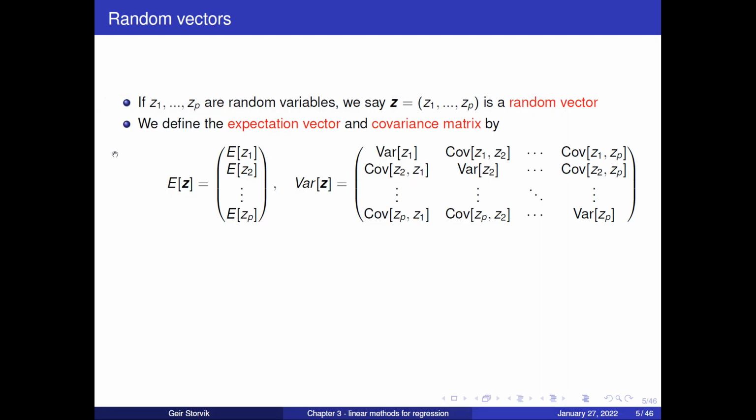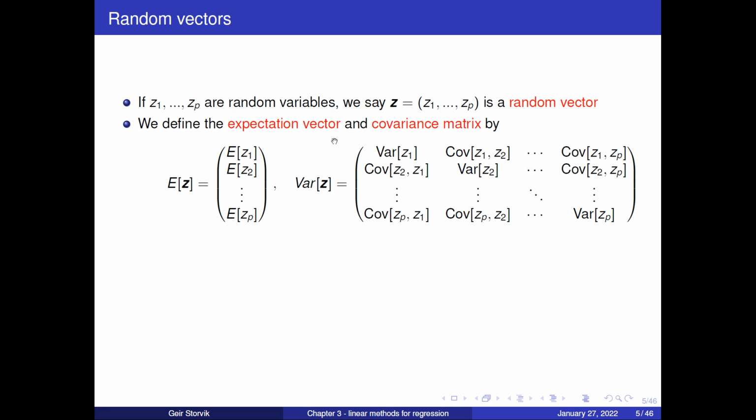But then we will go further and also define expectations and variances of such a vector. The first part is again quite easy, in that when we talk about an expectation of a random vector, that is just the vector of the expectations. So it's the expectation of Z1, the expectation of Z2, and all the way up to Zp. So that is then the expectation vector.